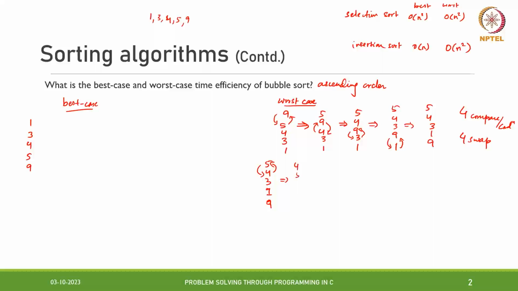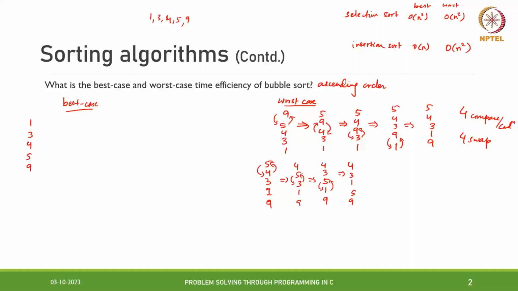So this becomes 4, 5, 3, 1, 9. Then I look at the second and third element and I do the swap again. So that brings you to 4, 3, 5, 1, 9. Then again I look at the third and the fourth element and I swap. So that will bring me to 4, 3, 1, 5, 9. So now I am convinced that two of the heaviest elements are at the bottom.